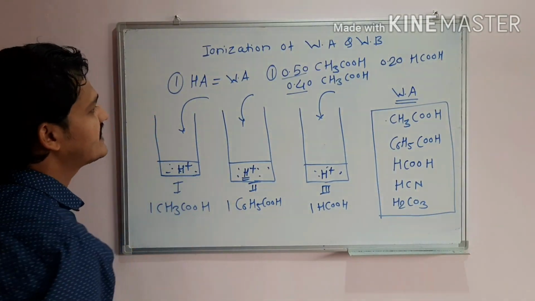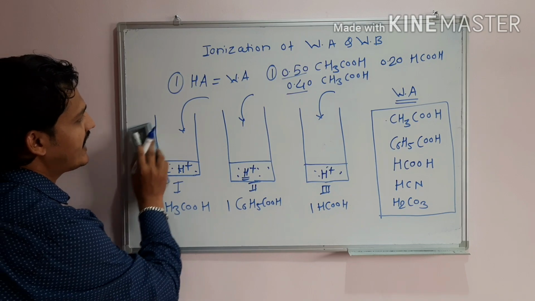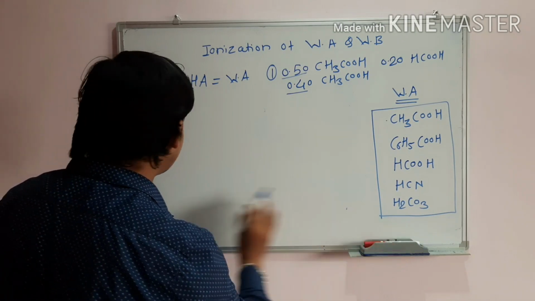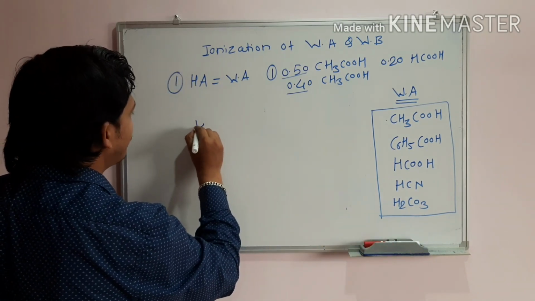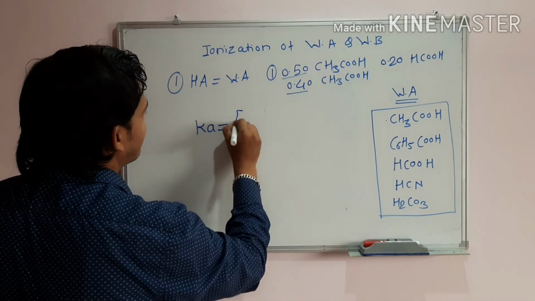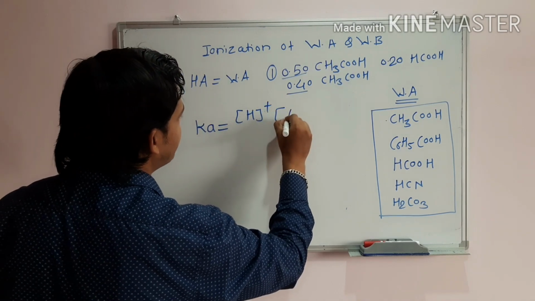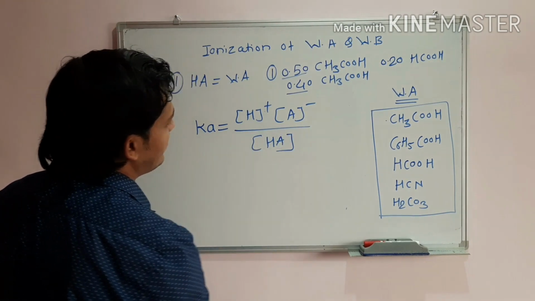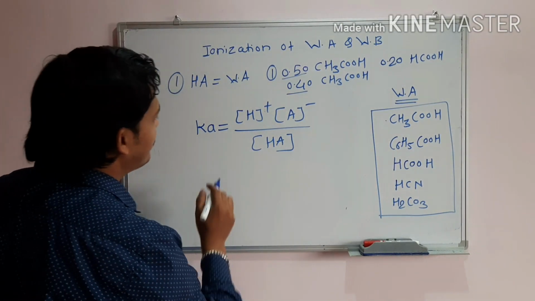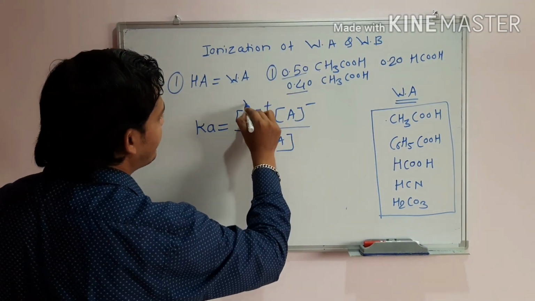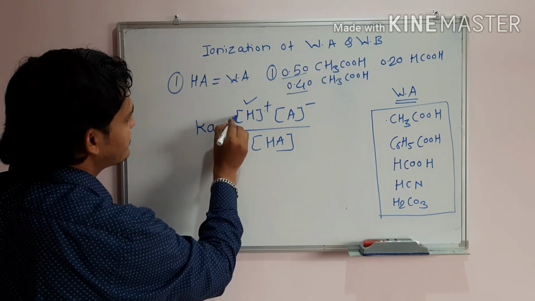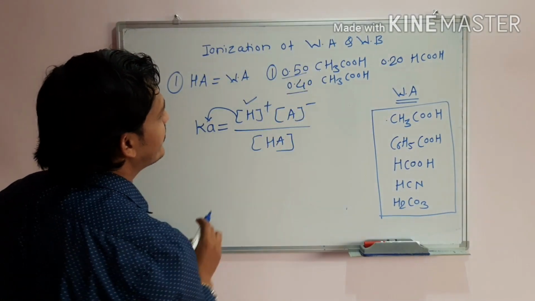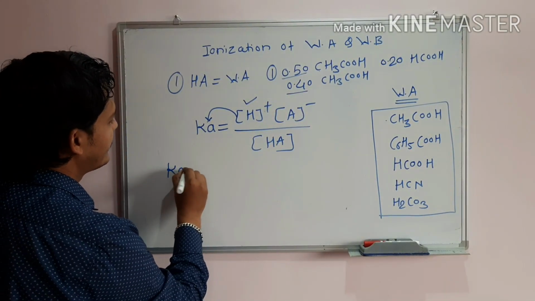Okay, so in that way we need to calculate Ka. From this given data, so what is our formula for Ka? Concentration of H plus ion, concentration of A minus ion divided by concentration of HA. Because beaker number 1 has more H plus ions, the value of Ka is going to be greater. And beaker number 1 having more H plus ions, so the value of Ka is like that.